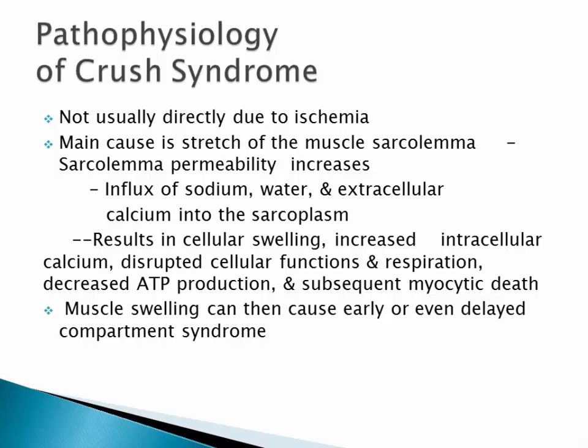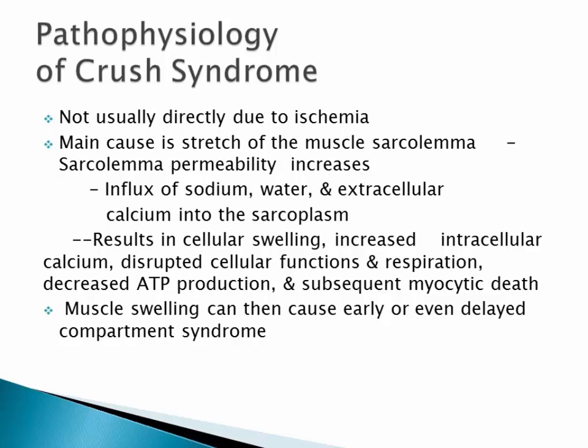Now, some of the pathophysiology of crush syndrome. It's interesting. Usually the problem to the tissue is not just directly related to tissue ischemia. The most prominent type of body muscle is skeletal muscle. The skeletal muscle cell membrane, also known as the sarcolemma, is a key factor in ensuring normal cell function and structure. The cell membrane contains pumps that move potassium and calcium into the cells and sodium to the outside. However, with mechanical stress, you get damage and disruption of the sarcolemma membrane.